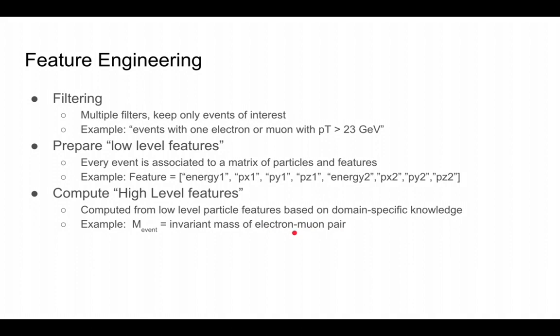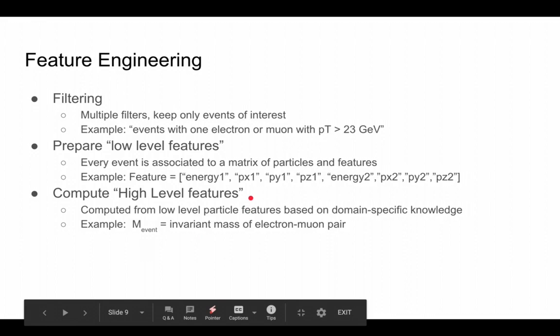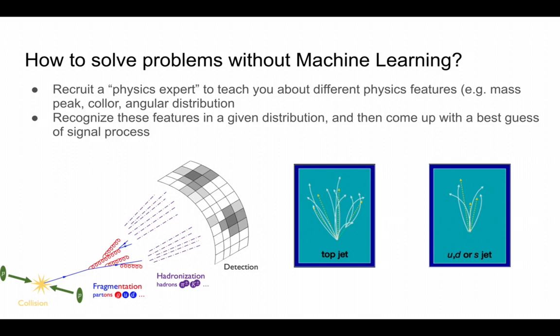We can take the four-momentum information of the electron and the four-momentum information from the muon, calculate the four-momentum sum of the two particles, and then calculate the invariant mass. High-level features quite often are computed from low-level features. As an example, we can ask the question: how do we solve problems without machine learning?